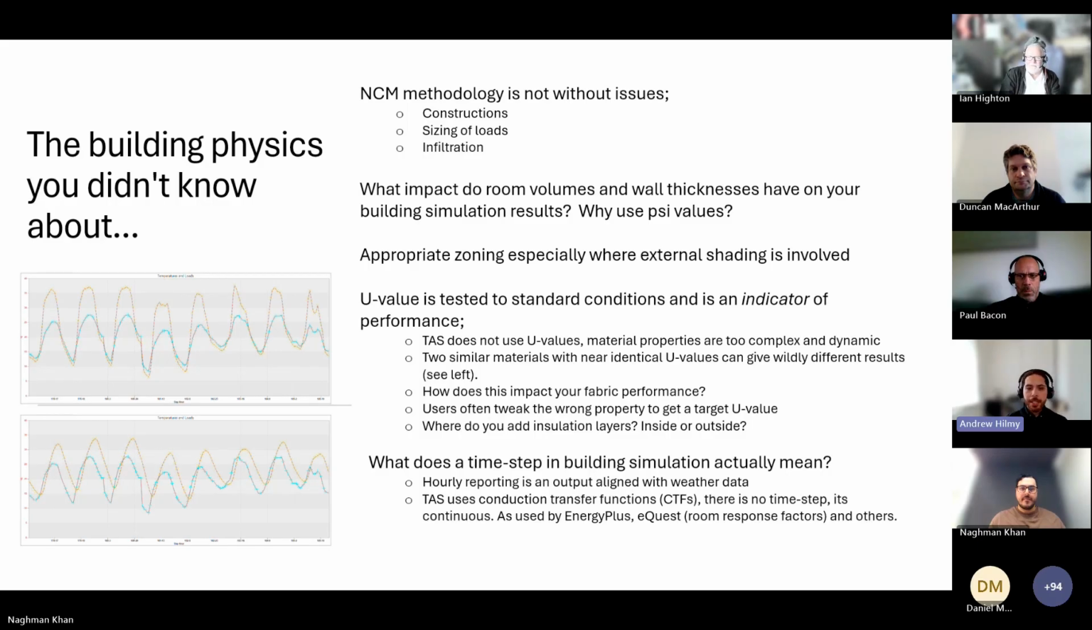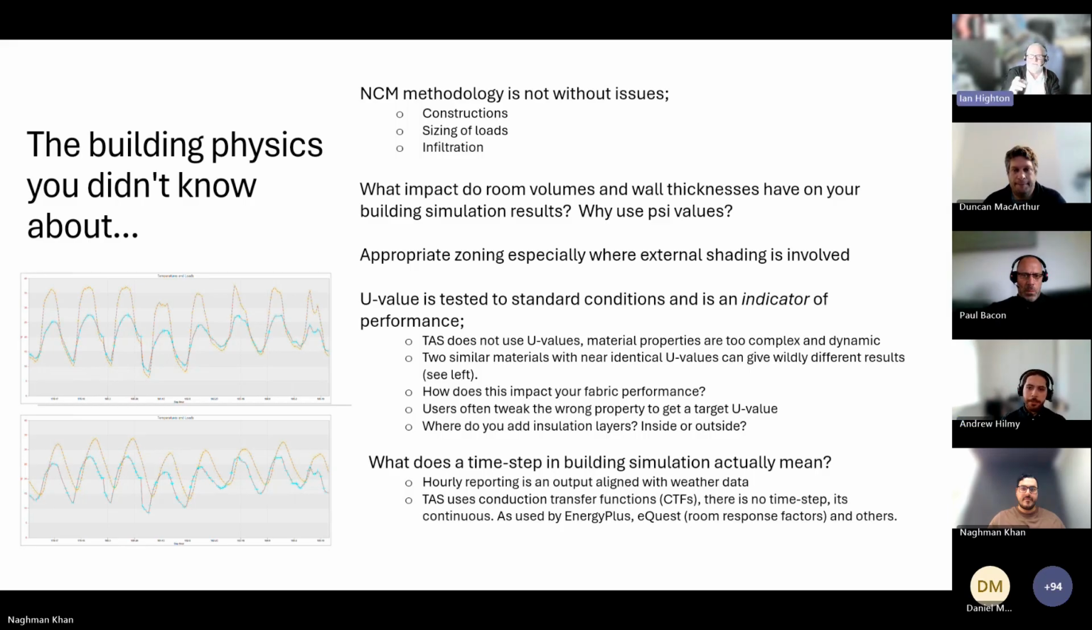It's the same with things like external shades. Sometimes you see people using very large external shades all the way around the building when really they should be split up, because you're going to get different wind pressures and solar gain. So it's quite important to understand how to zone properly.